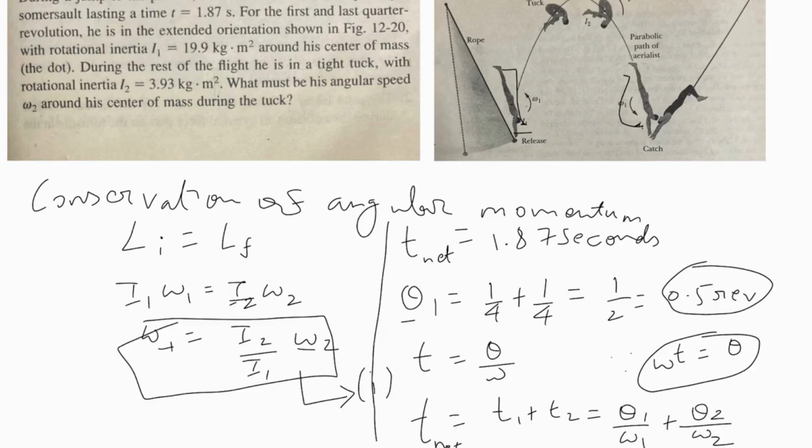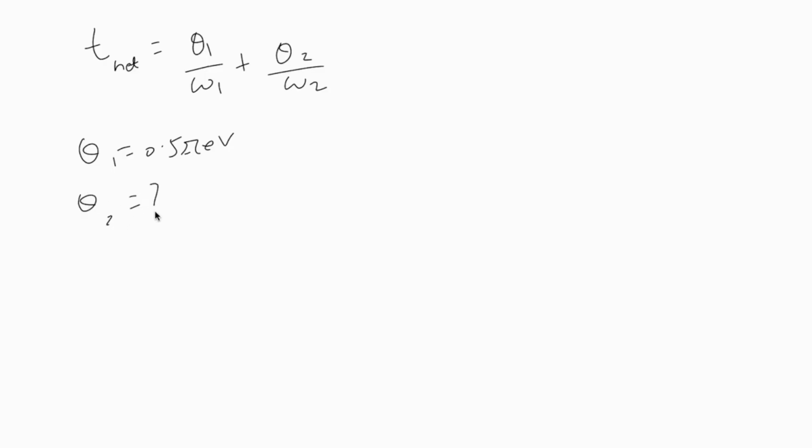Okay, I think I'll go to the next page. Right, beautiful. Now I have t net equal to, sorry, my bad, theta 1 by omega 1 plus theta 2 by omega 2. So theta 1 is 0.5 revolutions. But what is theta 2? How do I find that?